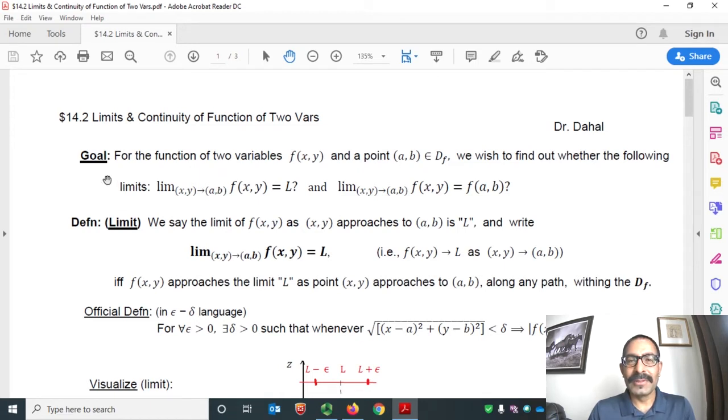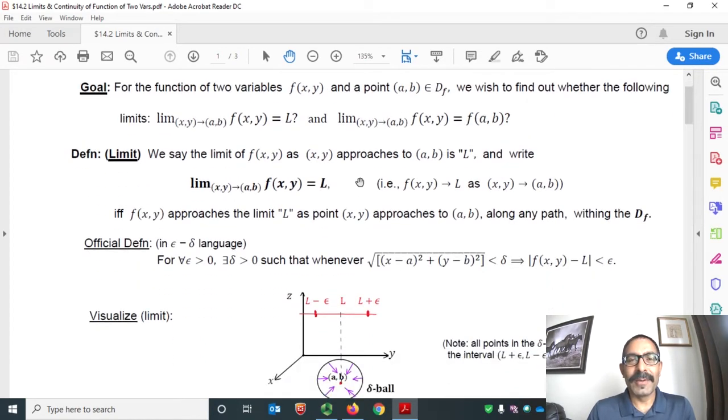So our goal in this section is, for the function of two variables f and a given point (a,b) in the domain of f, we wish to find out whether the following limit exists or not: the limit of f as (x,y) approaches (a,b) equals L. If this exists, then we say L is the limit, and if the limiting value of the function at (a,b) equals the function value at (a,b), that means the function is continuous.